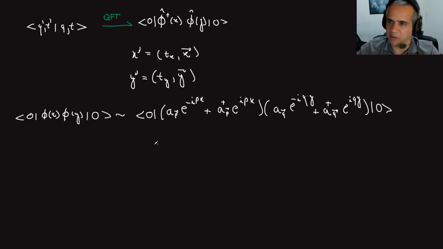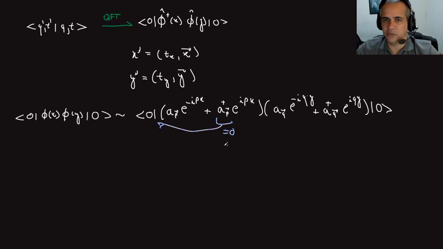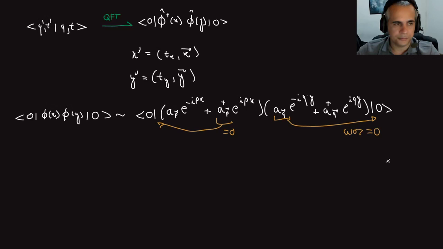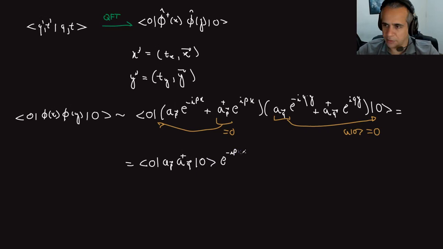We know that a dagger acting to the left on the vacuum is zero. So this part goes away. And the same is true for the annihilation operators acting to the right on zero, because a on zero is zero. And so we are left only with this product of this part times this one, which is zero a p a dagger q zero, exponential of minus ipx plus iqy.